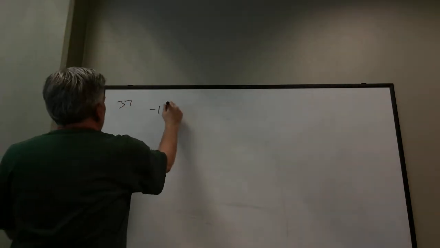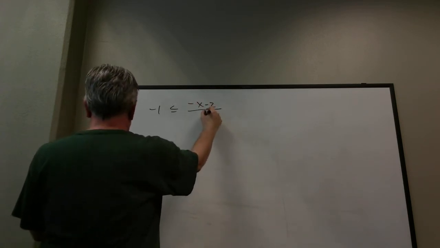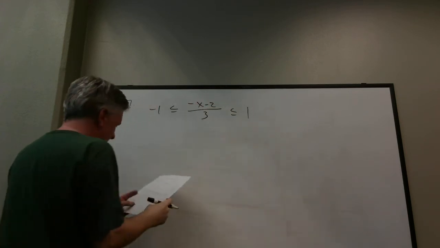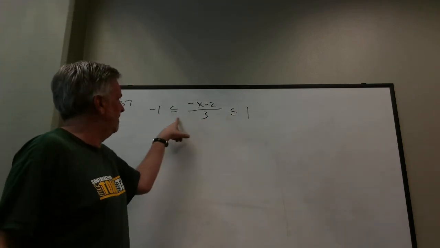Okay, let's do another example. This is number 37. It says negative 1 less than or equal to negative x minus 2 over 3 less than or equal to 1. So it says solve the compound inequality. A compound inequality means there's 2 of them.